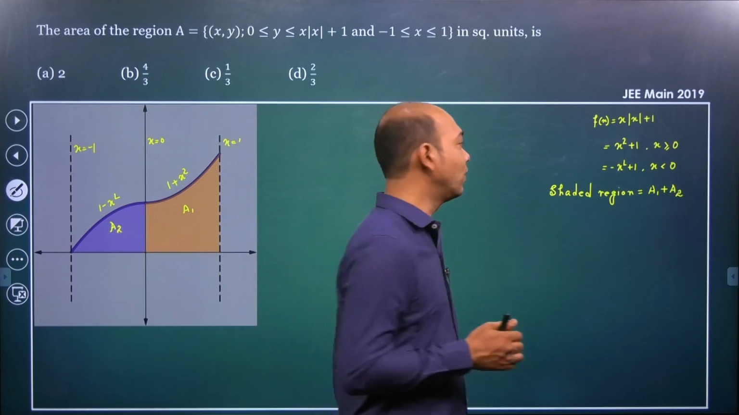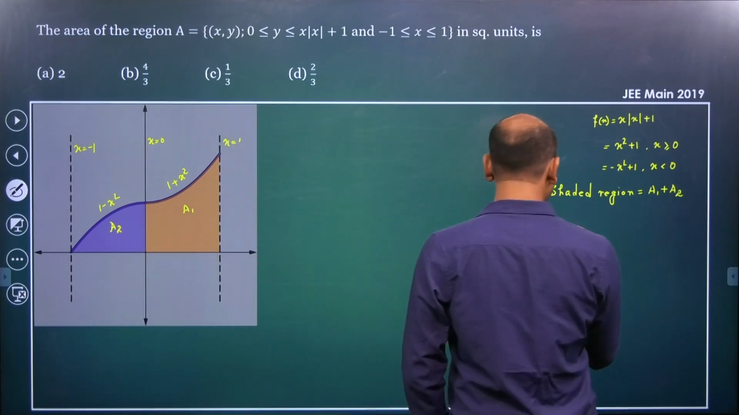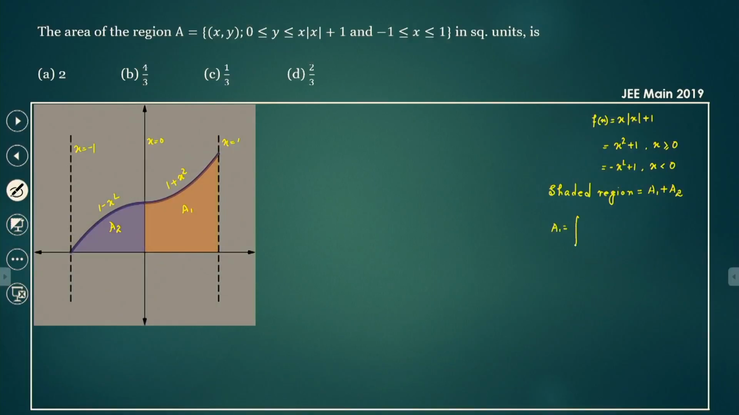Let's calculate that. A1 is obtained by the integration from x equals 0 to 1 of (1 plus x squared). This limit is very easy to calculate. After integration it's x plus x cubed divided by 3, from 0 to 1. That gives 1 plus 1 by 3, which is 4 by 3. So the area we calculated is 4 by 3.